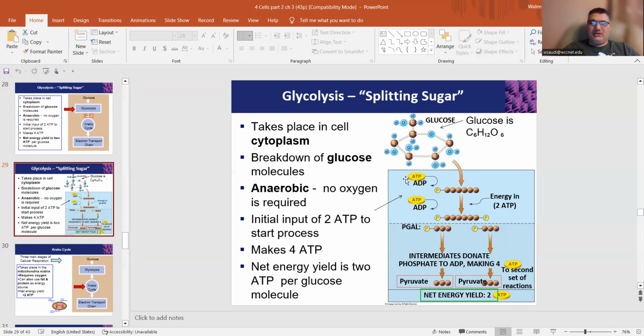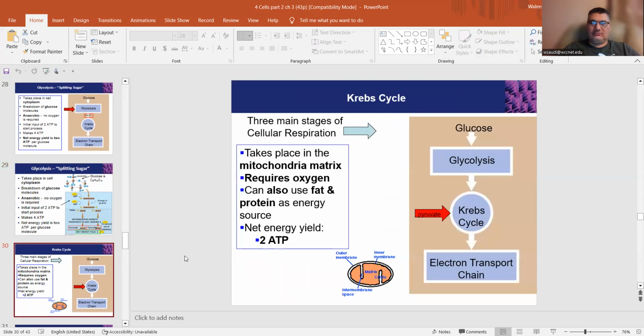And you will end up building 2 ATPs. How do I build it? I talked about it before. It's ADP becoming ATP. So from this, all I want you to know is what I already mentioned. For the ATP part, you need to know we consume 2 and we produce 4. The net result is 2. And this is exactly what you have to know. So this is for glycolysis. You end up making 2 ATPs.